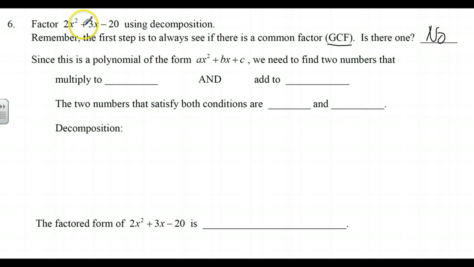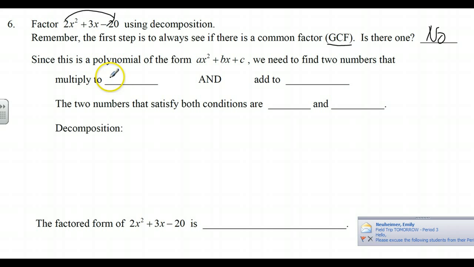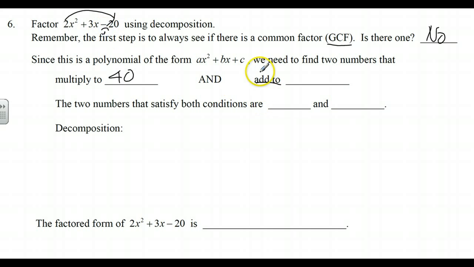We need to find two numbers that multiply to 40. Now, here's how I'm going to say it. They multiply to 40, and since this is negative, they differ by 3. So the two numbers that do that are 8 and 5. 8 times 5 is 40, and 8 minus 5 is 3.